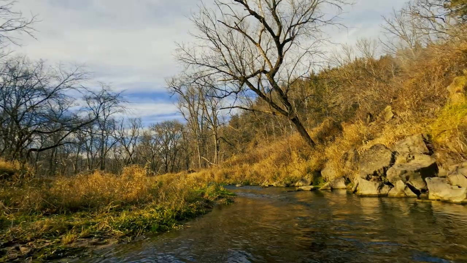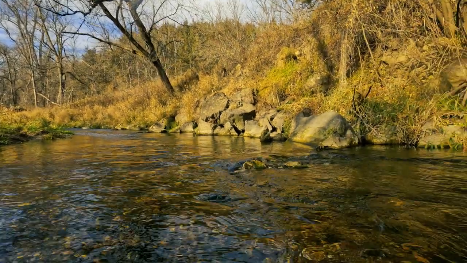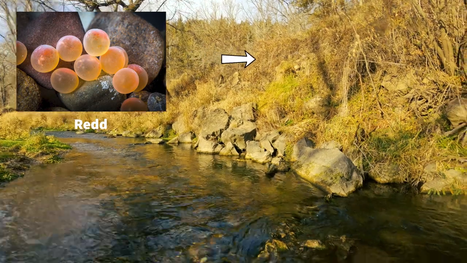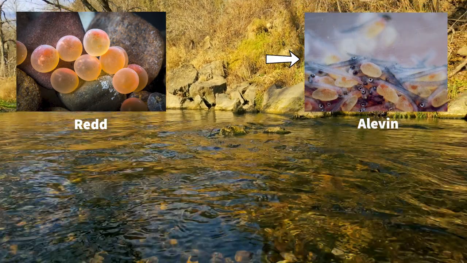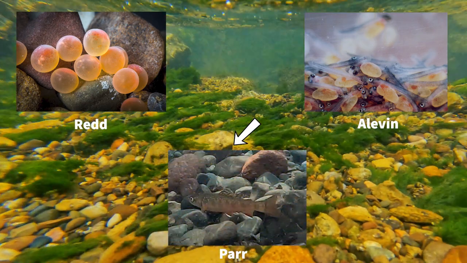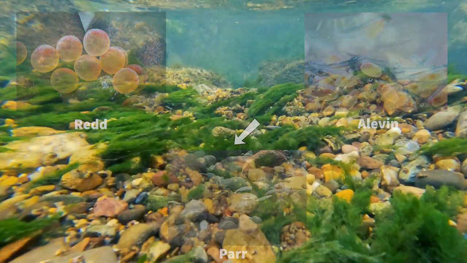Movement between different habitat patches and streams is necessary for both char and trout to complete their life cycles. These stream habitats are categorized as spawning habitat, habitat for rearing, habitat for adults, and overwintering habitat.